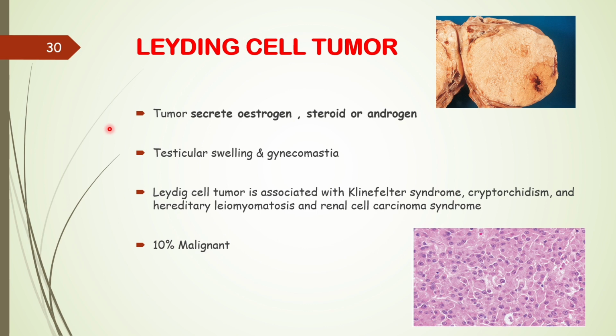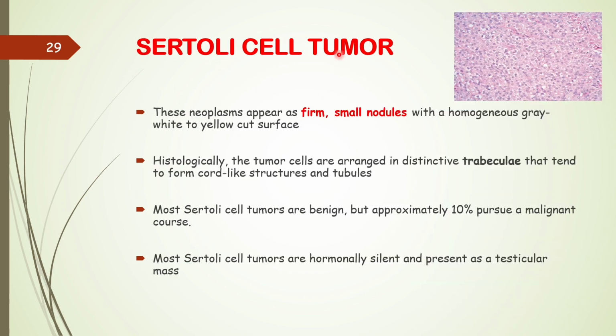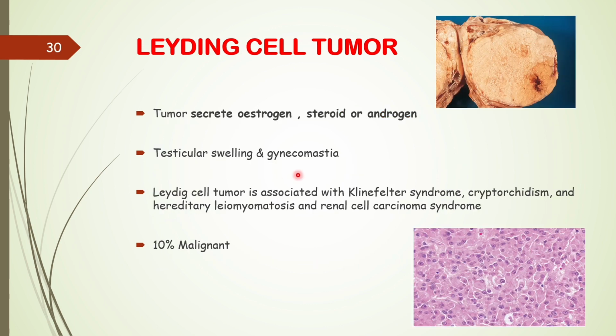Alright. This is an example of Leydig cell tumor. Grossly it shows a brown color. And they are hormonally active. Sertoli cell tumors are not hormonally active, but this one is hormonally active, which means it will secrete a hormone like estrogen, steroid, or androgen. So a male patient could present with breast enlargement, known as gynecomastia. So the patient will present with testicular swelling as well as gynecomastia, right?